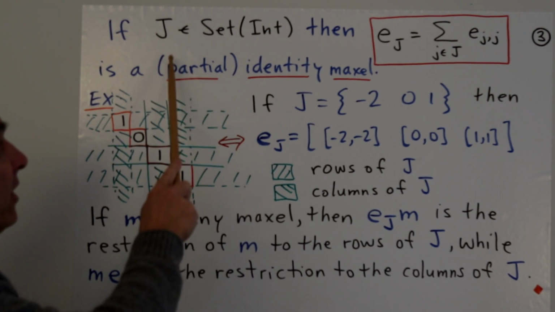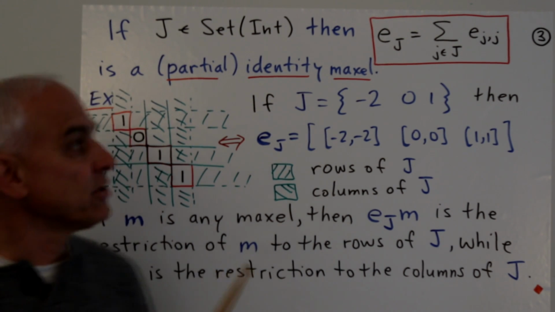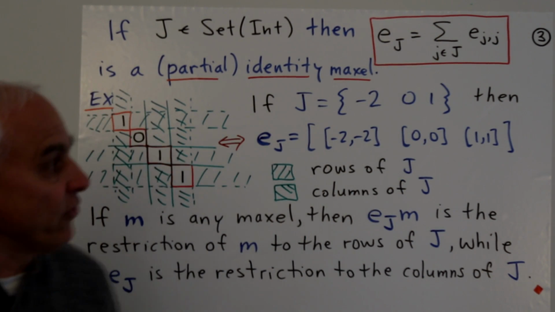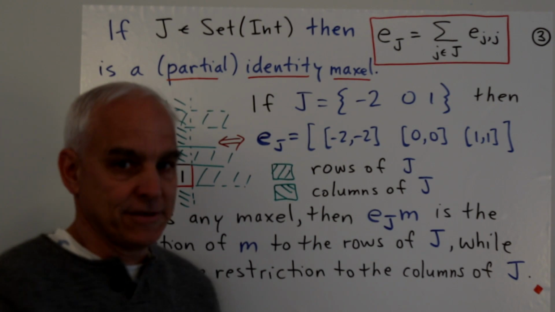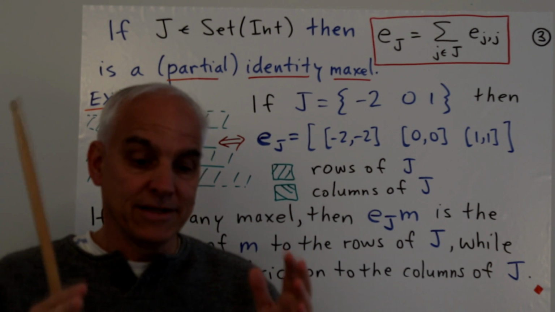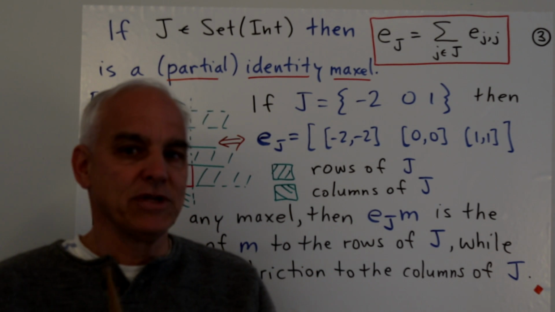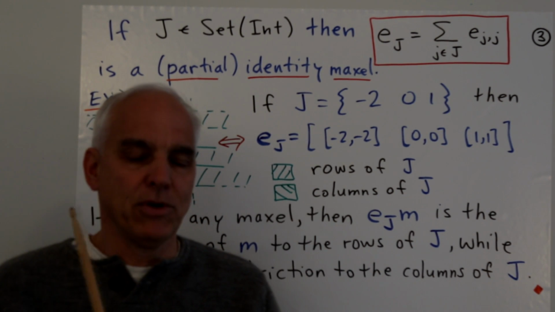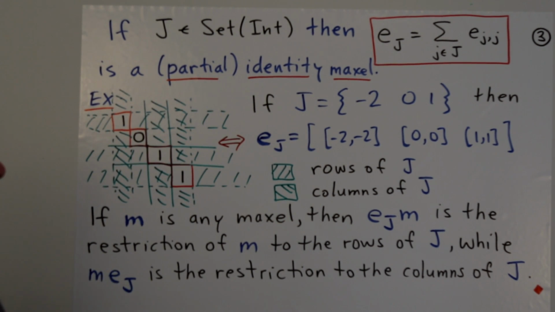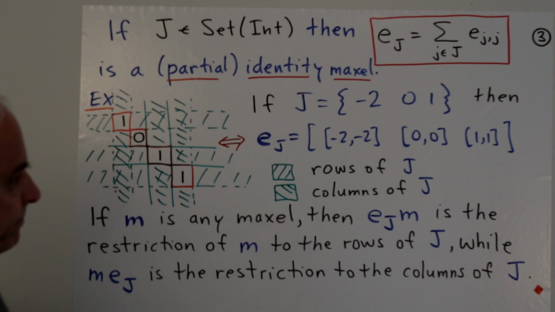Now, suppose that J is a set from integers. It's a set of integers. Then E sub J is the sum of little j belonging to capital J of these Ejj's. And I need to remind you that when I say set, I always mean something that you can actually write down. So it's an explicit set in our standard notation, so it's by definition finite. Okay, we don't even consider infinite things because you can't write them down. Okay, so this kind of object we'll call an identity maxel, or maybe a partial identity maxel.